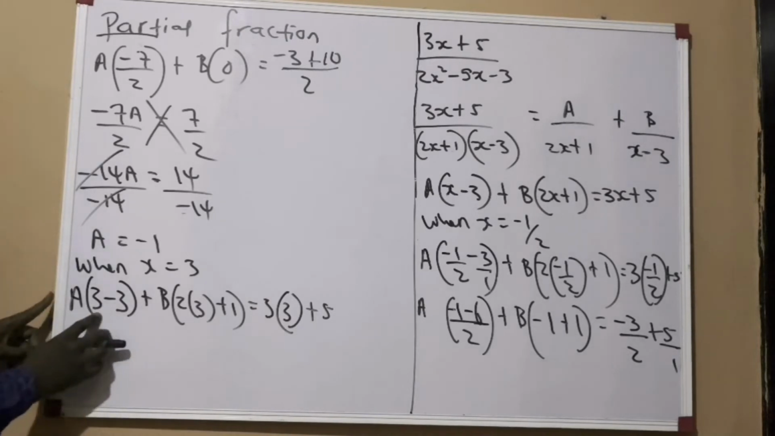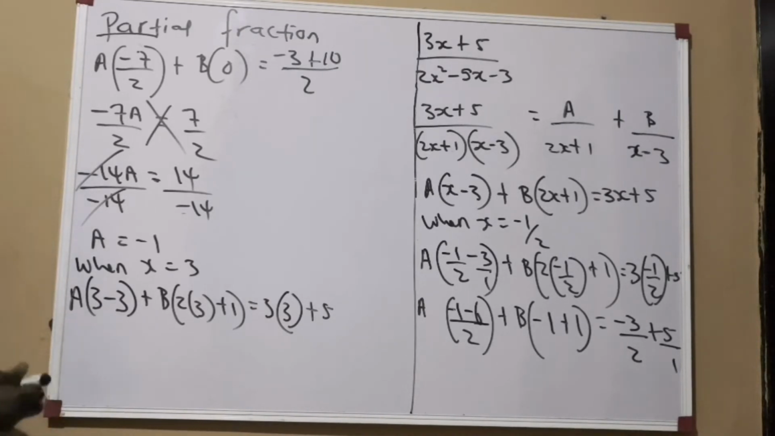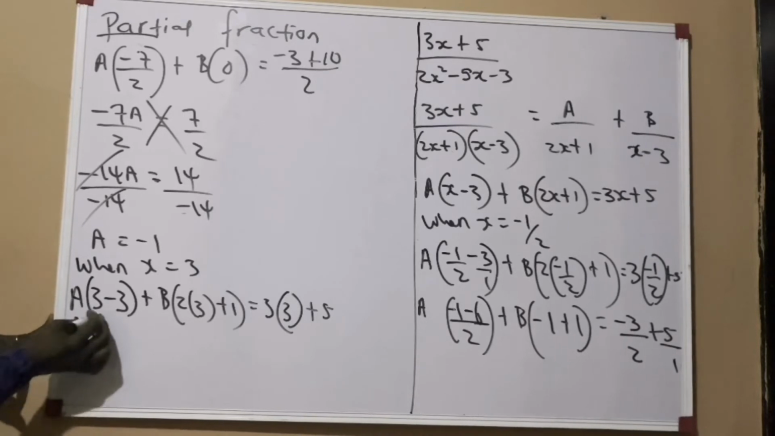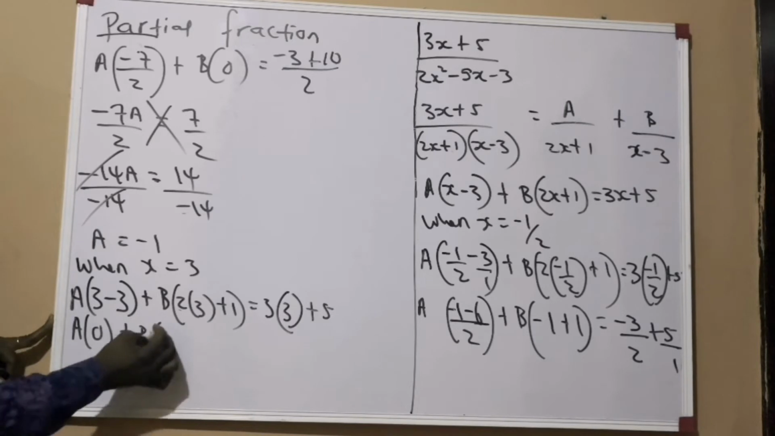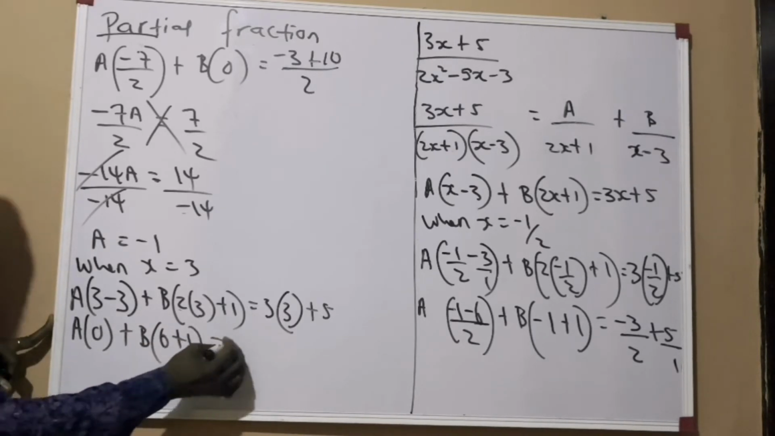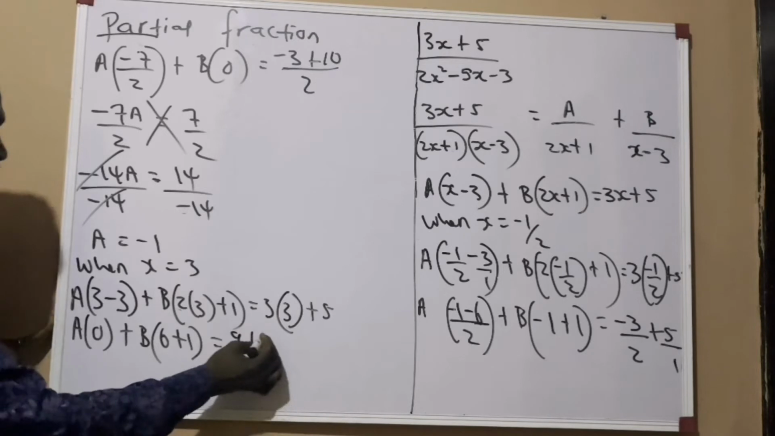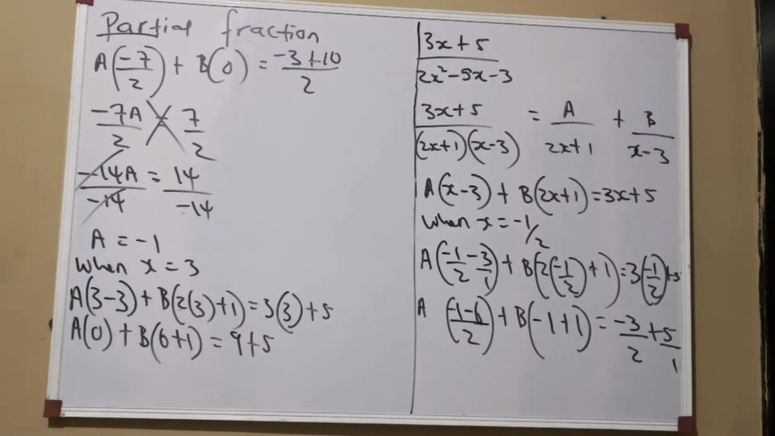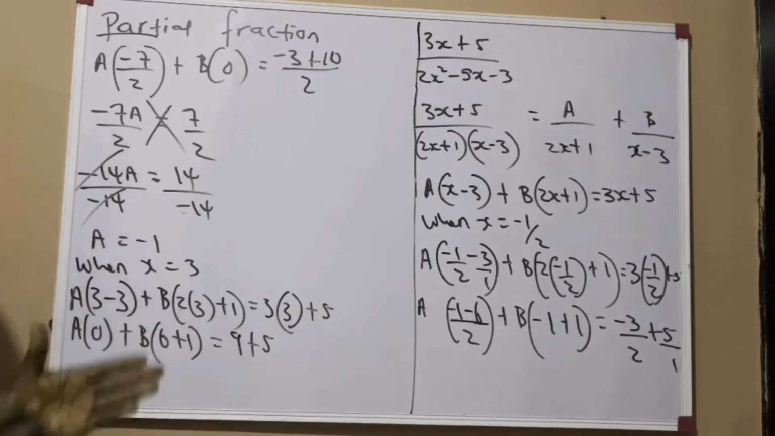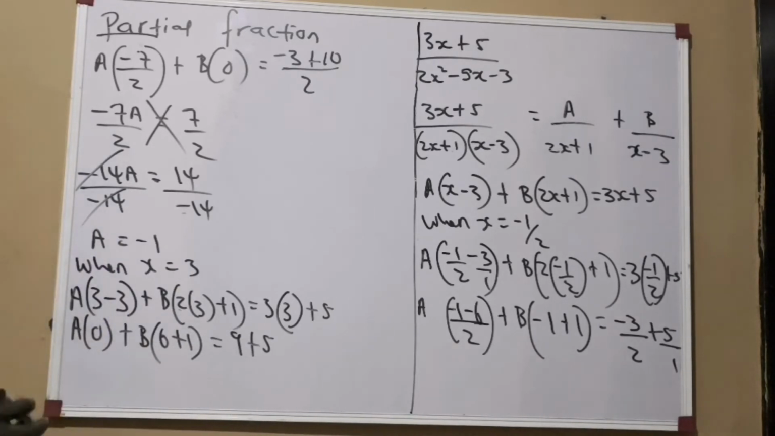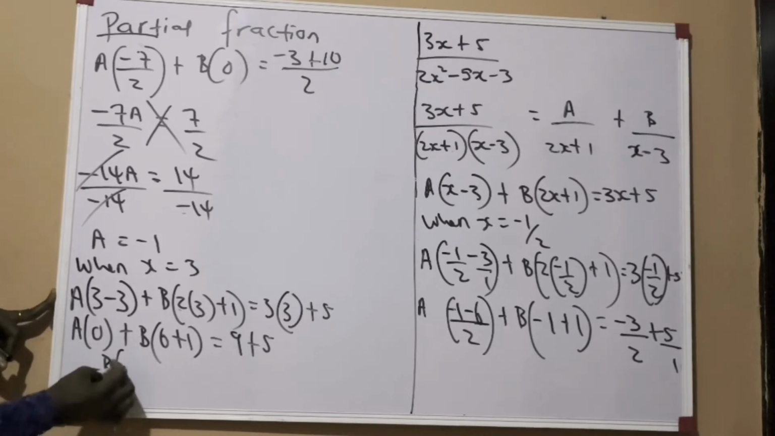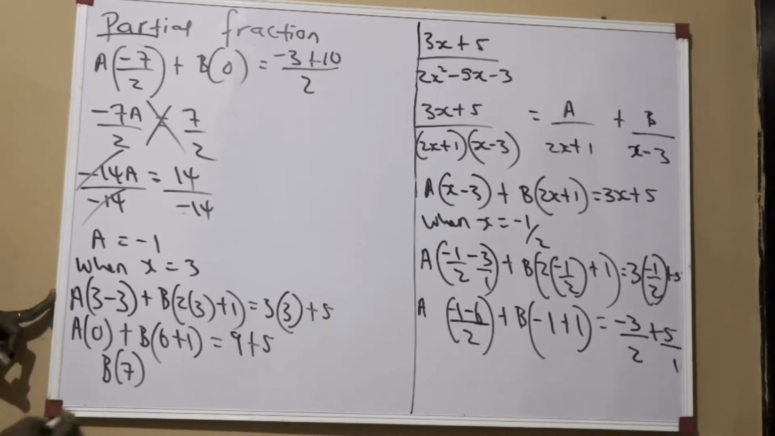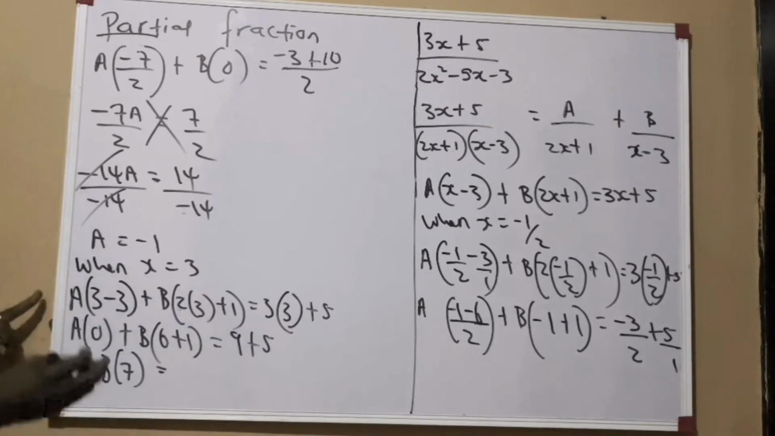Alright, now let's proceed now. Now 3 minus 3 is 0. So here becomes A into bracket 0 plus B into bracket 2 times 3 is 6 plus 1 equal to 3 times 3 is 9 plus 5. Now, A times 0 is 0, so A is out. So what do I have left? B. So what do I have now? 6 plus 1. So here becomes B into bracket 7, because 6 plus 1 is 7, is equal to 9 plus 5 will give us 14.